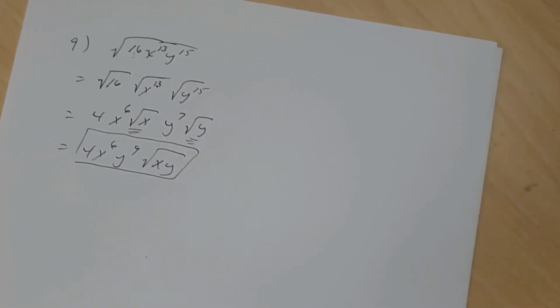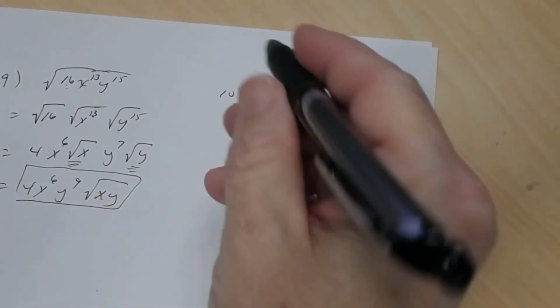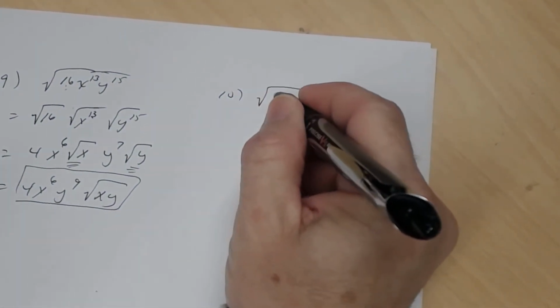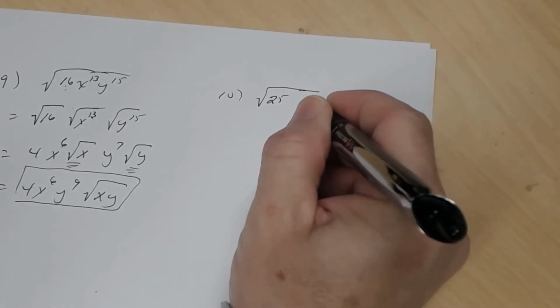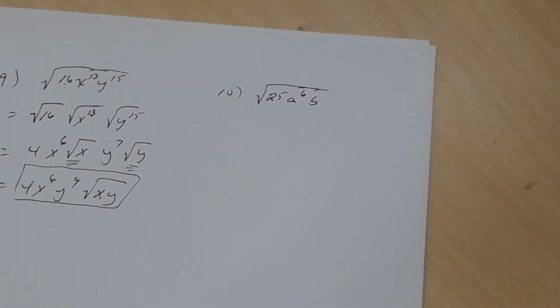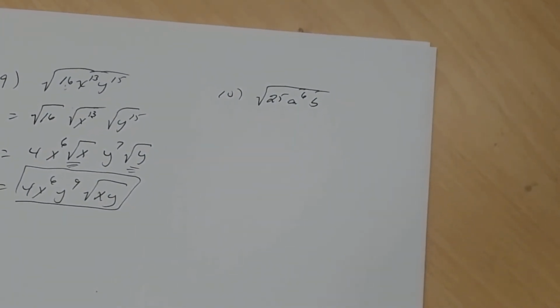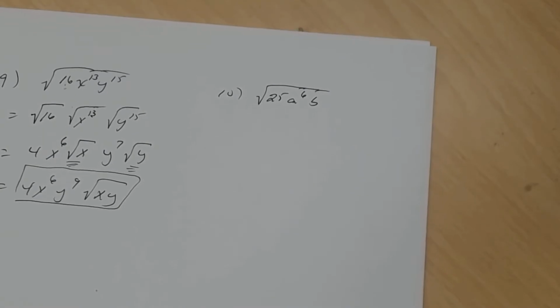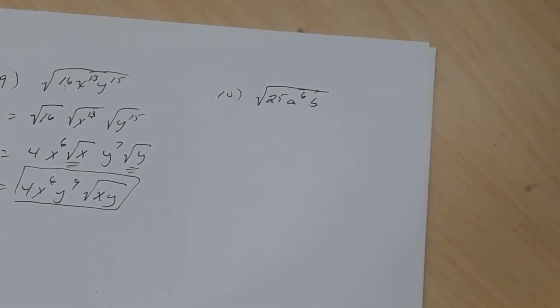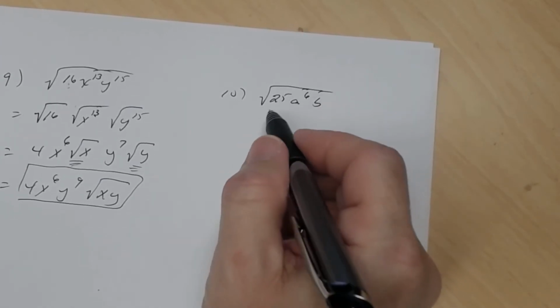All right, number 10. Suppose you had the square root of 25 a to the 6th b. Again, rewrite this as a product of the square root of each individual factor.